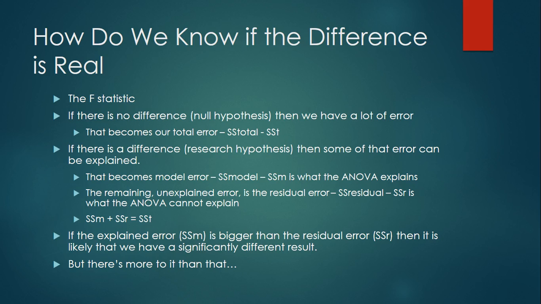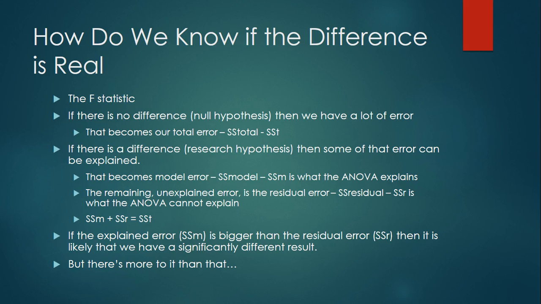And if you look at any ANOVA experiment, you will see that the SSM, the amount of variation the ANOVA can explain, plus the SSR, the amount of variation that ANOVA can't explain, equals SST. And that's a pretty hard and fast rule. Basically, we're taking the total error and breaking it into two buckets: that which ANOVA can explain and that which ANOVA cannot explain.